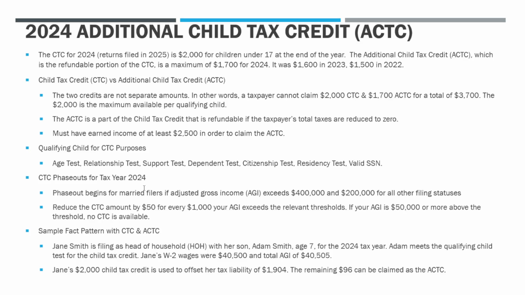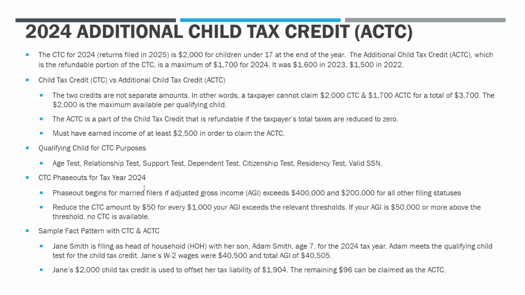So the child tax credit for 2024, so this is the 2024 tax year, and these are returns that are being filed in 2025. The CTC amount for 2024 is $2,000 per qualifying child, and these are children that are under 17 at the end of the year. The additional child tax credit, which is the refundable portion of the CTC, is a maximum of $1,700 for 2024, and you can see in prior years it was a little less. So it was $1,600 in 2023, $1,500 in 2022.